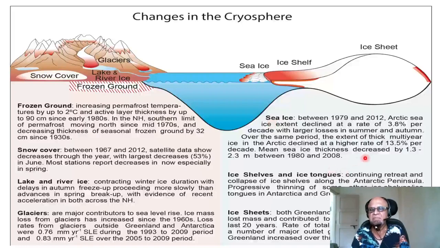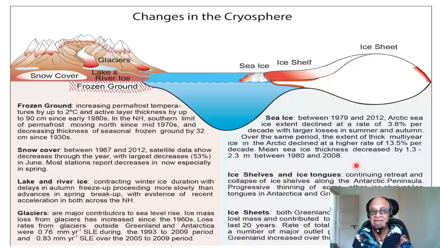Sea ice, what is happening between 1979 and 2012? Arctic sea ice extent declined at a rate of 3.8% per decade, with larger losses in summer and autumn. Summer melting is higher, autumn is also melting more, means it's not freezing as fast and as early as it used to. Over the same period, the extent of thick multi-year ice in the Arctic declined at a higher rate of 13.5% per decade.